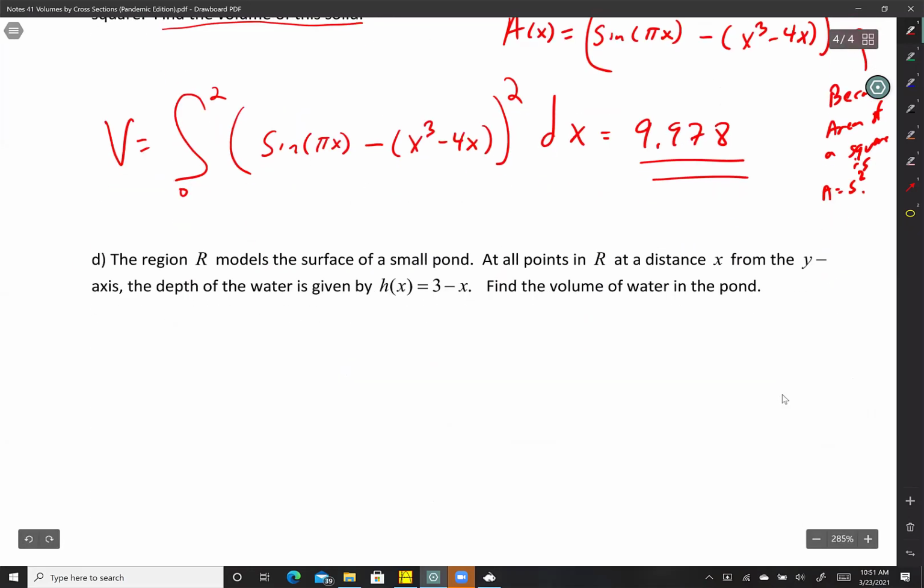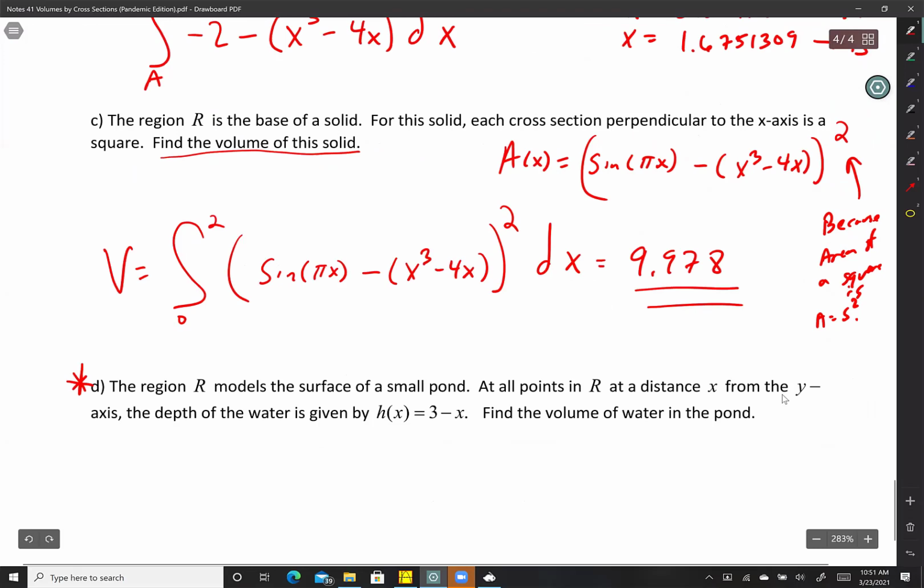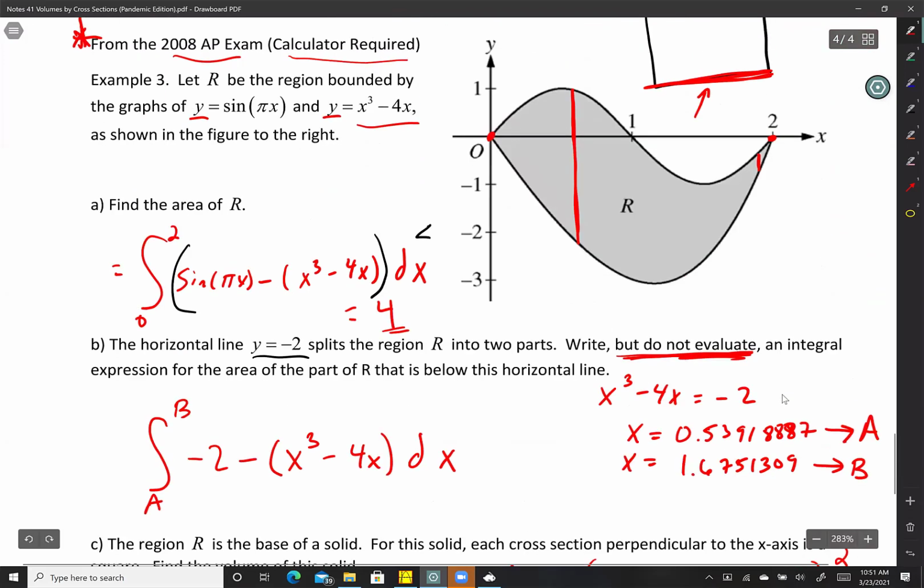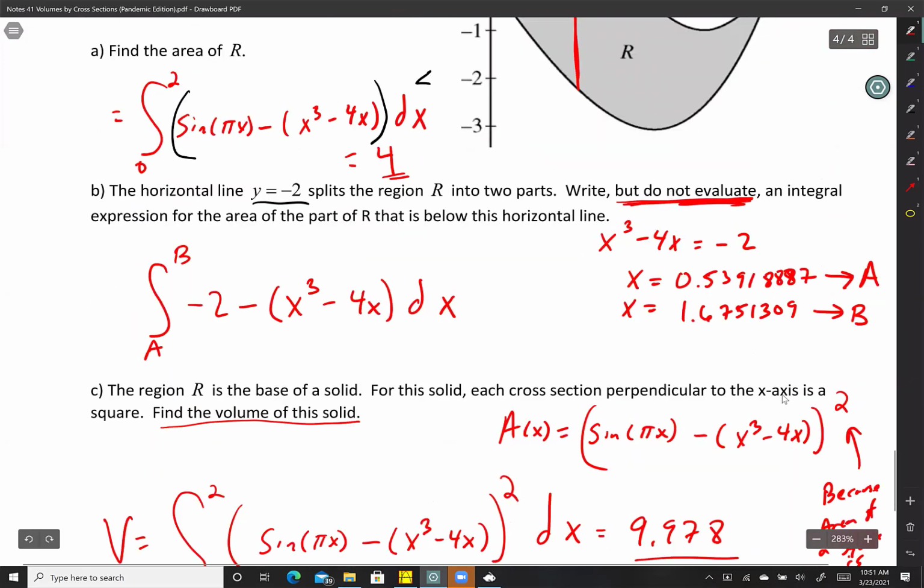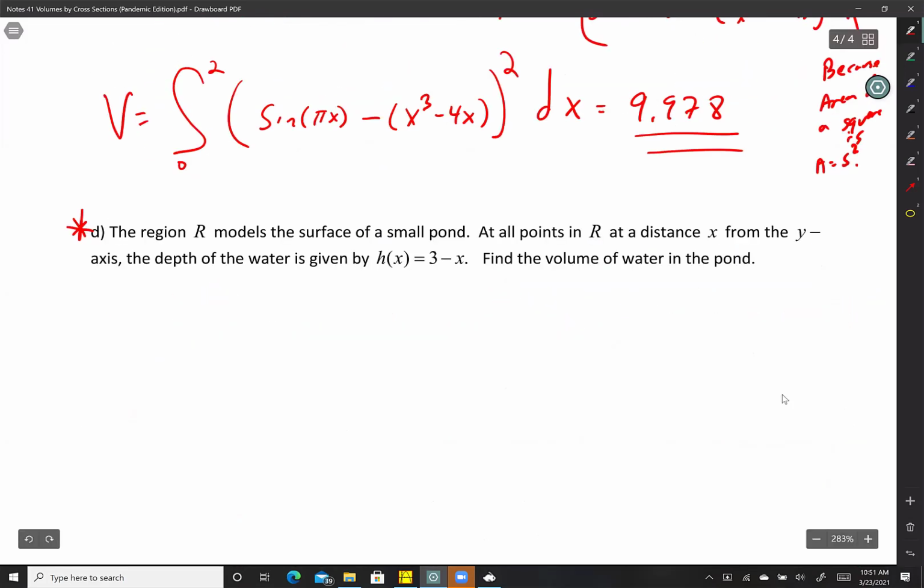This one, I'm okay with you guys getting wrong. It's the same concept, but it takes, no, I'm not okay. But for now, until we get more experience, let's go ahead and do it. The region R models the surface of a small pond. So now it's the surface of a small pond. For this solid, each cross section perpendicular to the x-axis, at all points in R at a distance x from the y-axis, the depth of the water is given by h of x. This is how deep it is. Find the volume of water in the pond.